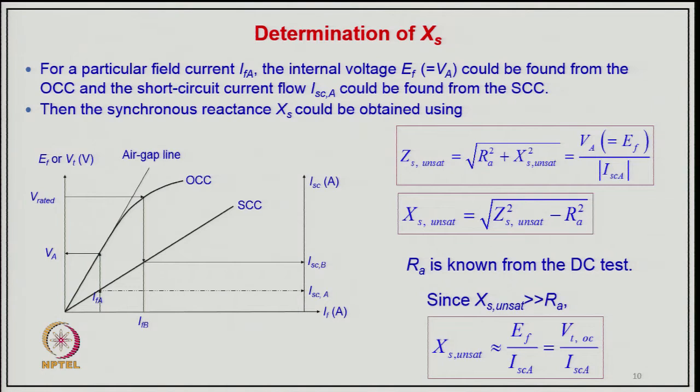Then the synchronous reactance can be obtained. Z_S unsaturated equals the square root of R_A squared plus X unsaturated squared, that is V_A equal to X divided by I_SC. So X unsaturated will be the square root of Z_SC squared unsaturated minus R_A squared, and R_A is known from the DC resistance. If X is very high compared to R_A, then X unsaturated can be V_T upon I_SC, that is, the open circuit voltage divided by I_SC from this characteristic.